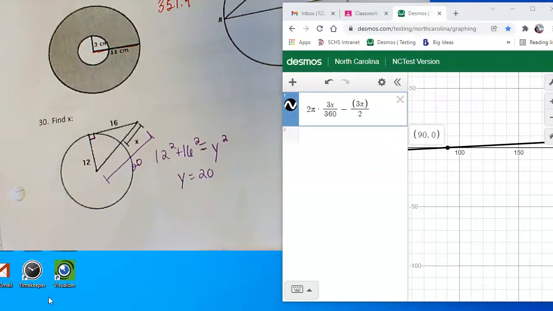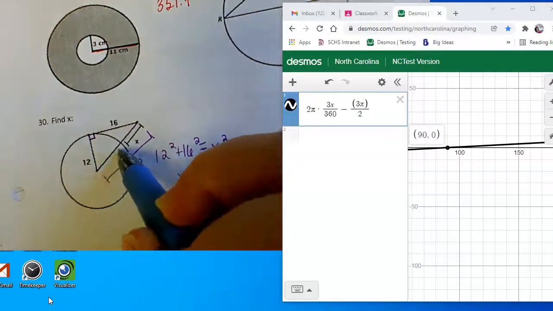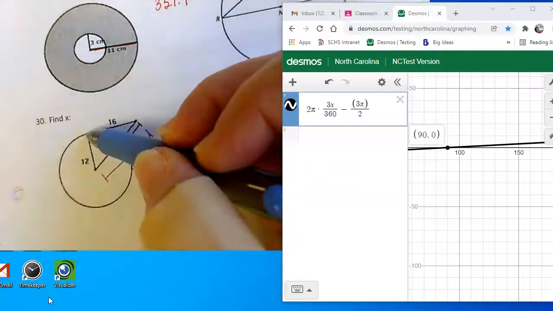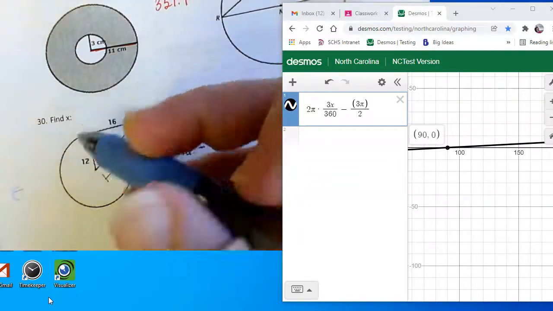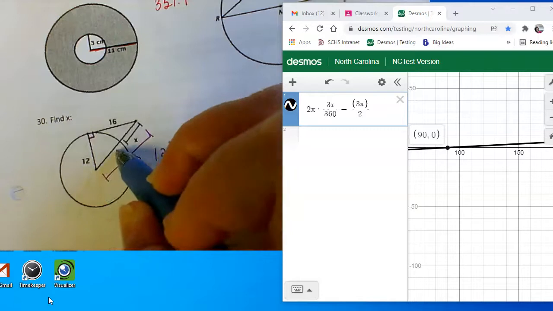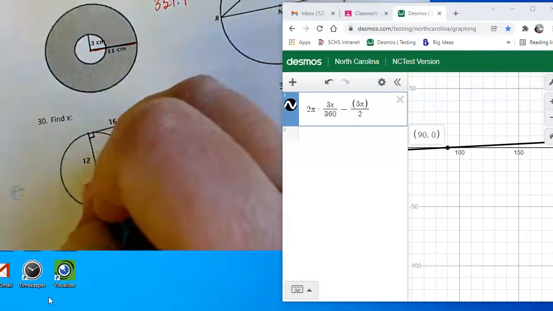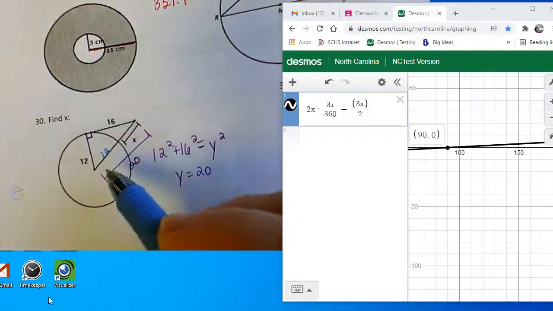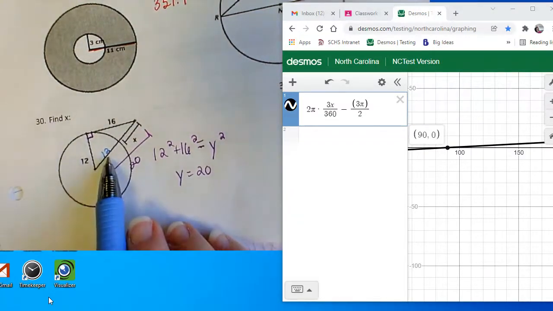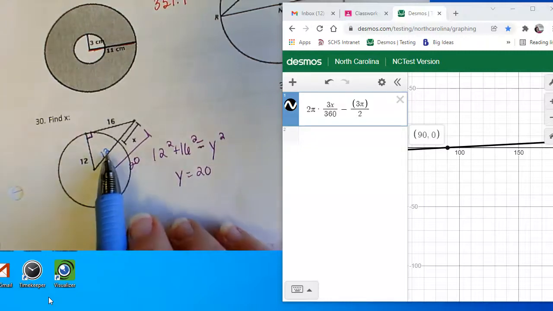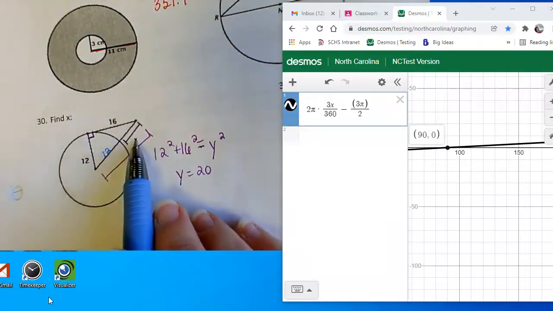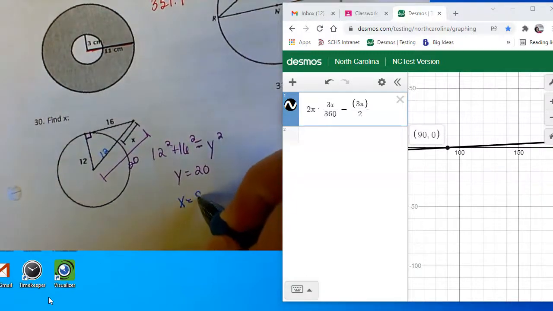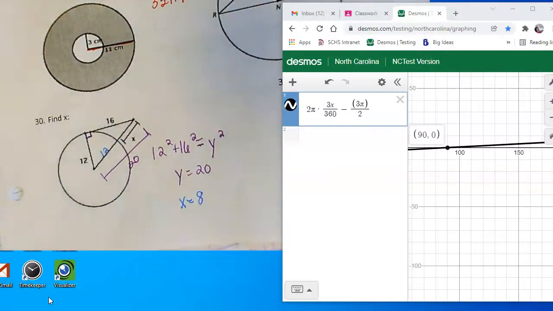Now, I need to find x. So in order to find x, I really need to know this part right here. Notice that this is the radius of a circle, and that is also the radius of a circle. This part right here is 12. Since the whole thing's 20, and that part is 12, I can subtract 20 minus 12 to get x, and that tells me that x is 8. Now, that's maybe an easier way to solve it. Some of you did it a different way, which works too, but okay.